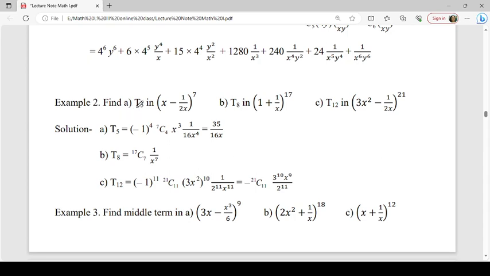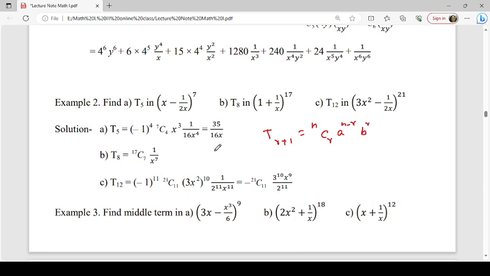So when you have to write t5, so the r plus 1 term, T(r+1), what is T(r+1)? So T(r+1) is nCr a to the power n minus r b to the power r.